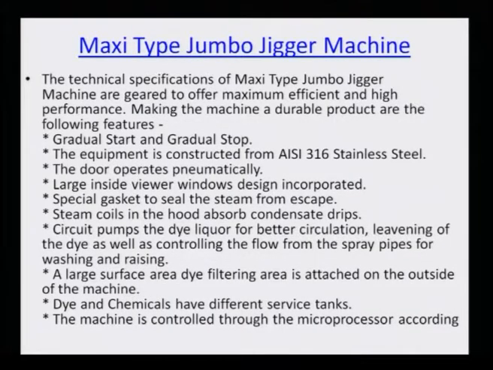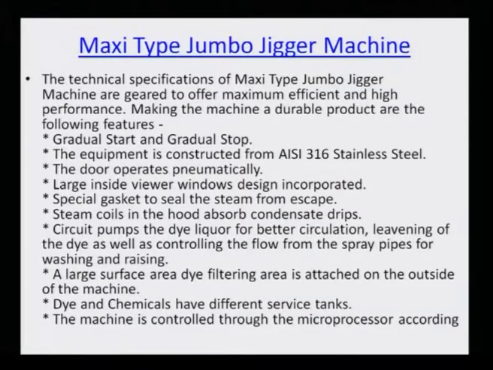Coming to the next type of dyeing machine, the maxi type jumbo jigger machine. The jigger machine is one machine which has been used from ancient times, and several modifications have come about to make the process of dyeing easier. The technical specifications of the maxi type jumbo jigger machine are geared to offer maximum efficiency and high performance. Making the machine a durable product are the following features: gradual start and gradual stop.